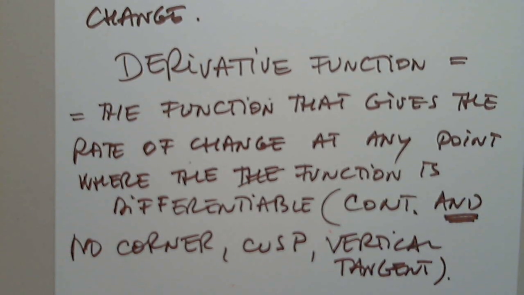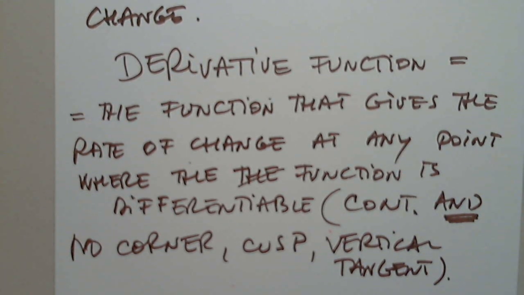No corner, it's continuous, no corner, no cusp, no vertical tangent. Awesome. What about x cubed? No. At this point, we cannot determine the rate of change. There is none. It's a corner. It's continuous, but it has a corner.